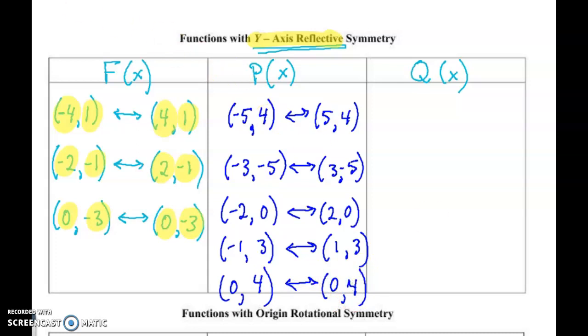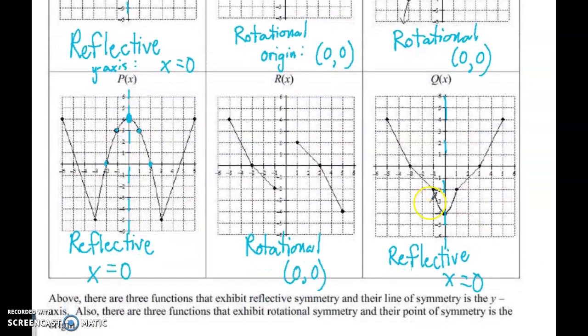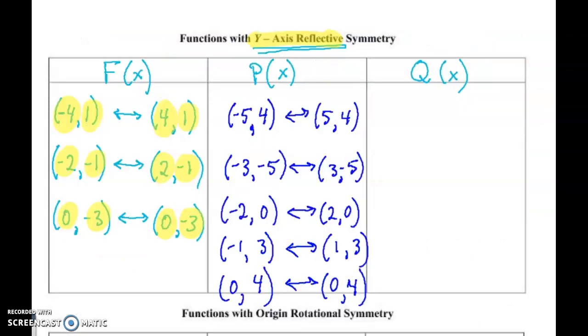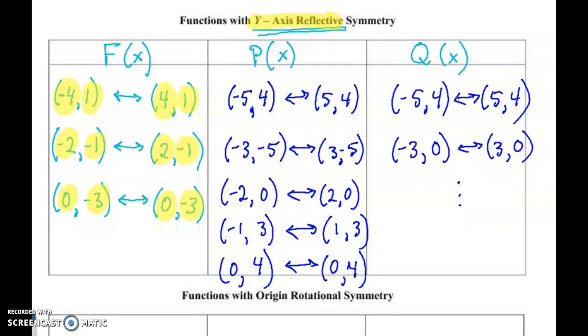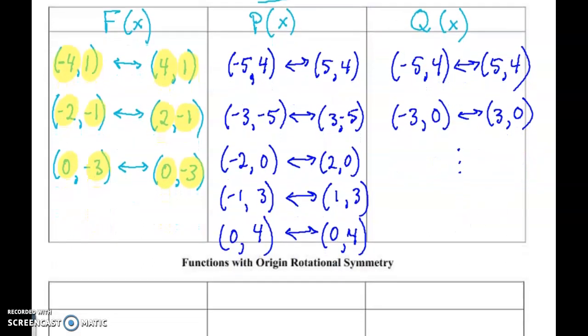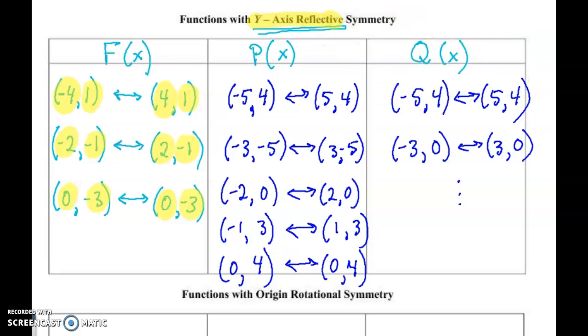And then we want to investigate q of x, and we're answering the same question. Is there a pattern going from negative 5, 4 to 5, 4, negative 3, 0 to 3, 0, and so on and so forth? I think by now you've probably already figured out what the rule is for this y-axis reflective symmetry.